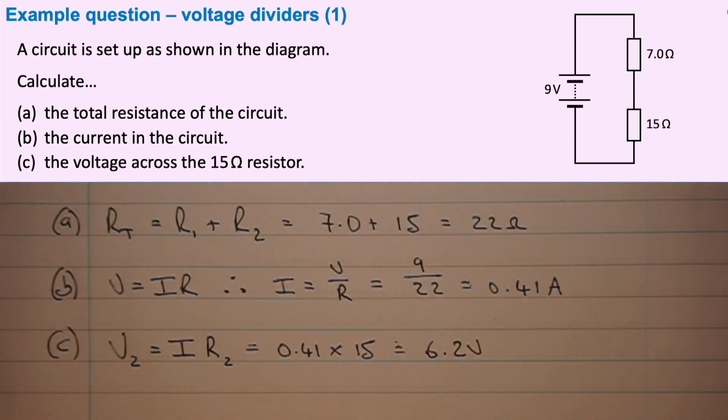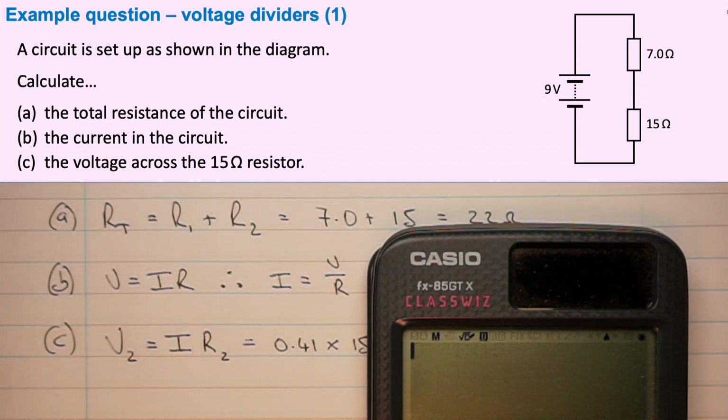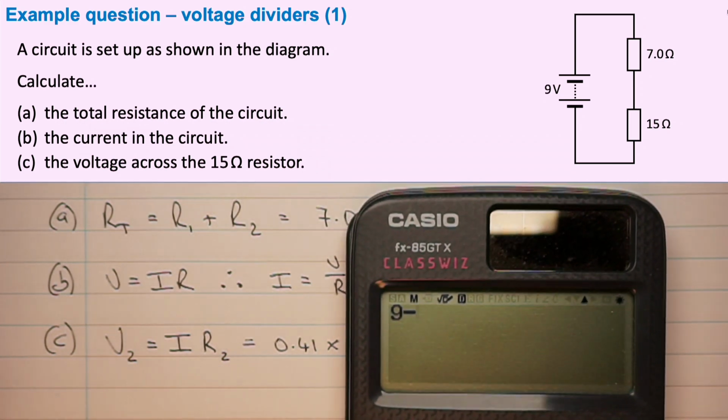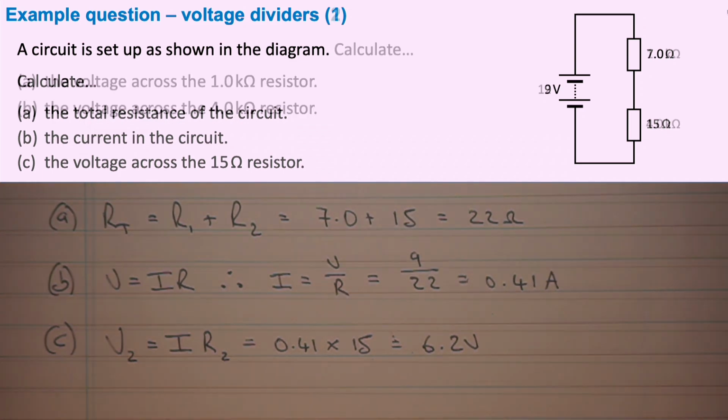Now if I wanted the voltage across the 7 ohm resistor, it's not asking me for that. But because this is a voltage divider, the 9 volts is splitting. We get 6.2 volts across the 15 ohm resistor, and the voltage across the 7 ohms would just be the supply voltage, 9, minus 6.2, which is 2.8 volts across the 7 ohms. And the answer to part C is 6.2 volts across the 15 ohm resistor. In case you didn't know, the larger resistance gets the larger voltage across it. And those 2 voltages, V1 and V2, have to add up to the supply voltage.